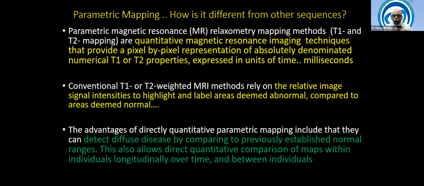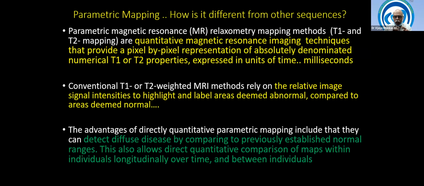Now, how is parametric mapping different from regular MRI sequences? Regular MRI sequences, like spin echo, inversion recovery or gradient echo sequences, depend mainly upon signal intensity values, and based upon the signal intensity you say this is an abnormal signal intensity compared to a normal signal intensity. You compare what is deemed to be normal to abnormal signal intensity. That's a crude way of using signal intensity values. You cannot quantify, nor give an accurate measure of the abnormality.